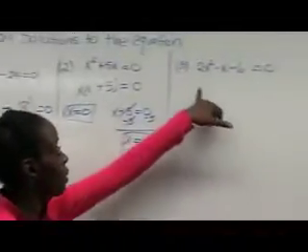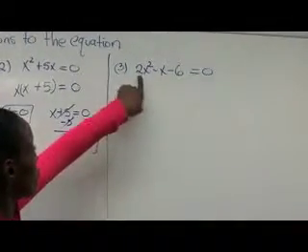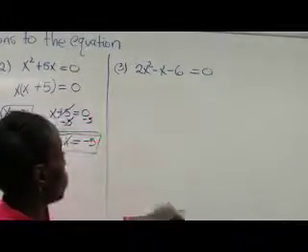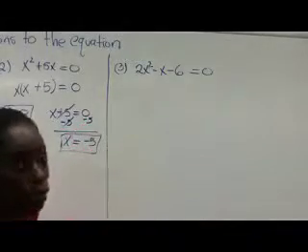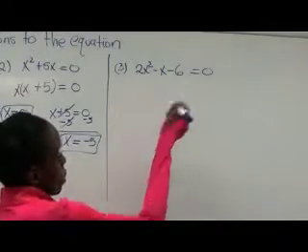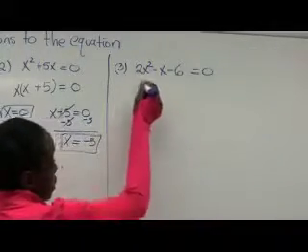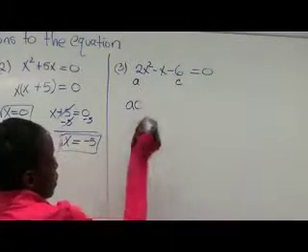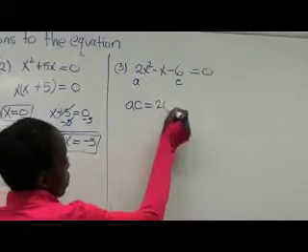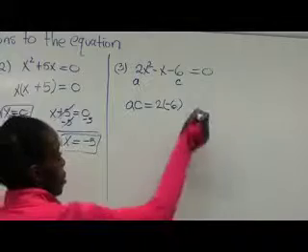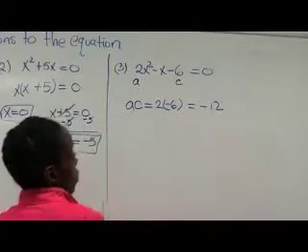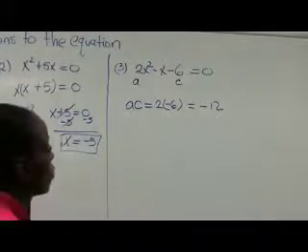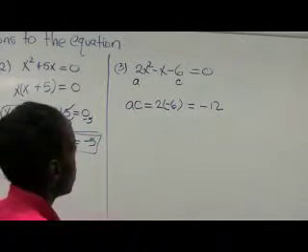All right, this one. Notice the difference here. The coefficient here is greater than 1. So we can either do the AC method, or we can see that this is prime and try to use trial and error. So let's go with the AC method. This is A, this is B, and this is C. So we'll take A times C, which is 2 times negative 6, which gives us negative 12. So now we have to find factors of negative 12 that when we add or subtract them, will give us negative 1.